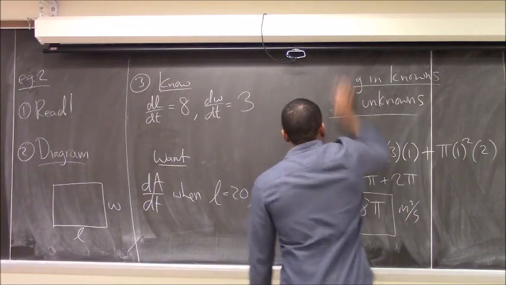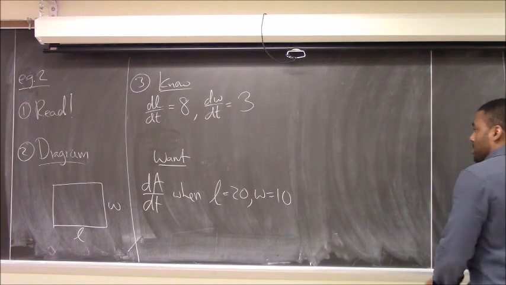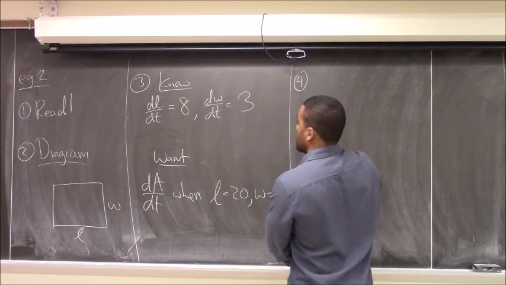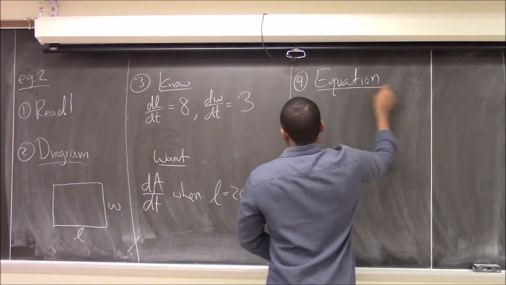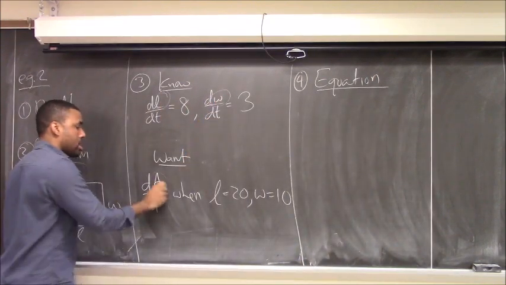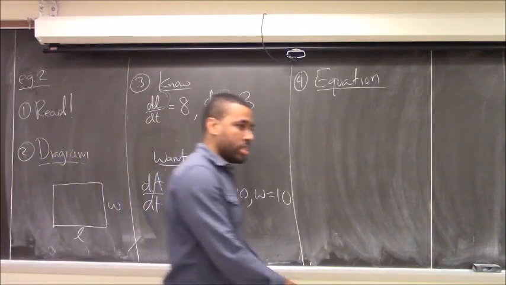So that's step 3. So now we know what we have and where we need to get. Okay, let's move on to step 4. What is step 4? I need to figure out an equation that relates all these variables. So I have variables L, W, and A. These are all the variables under consideration. Can you come up with an equation that relates all of these?